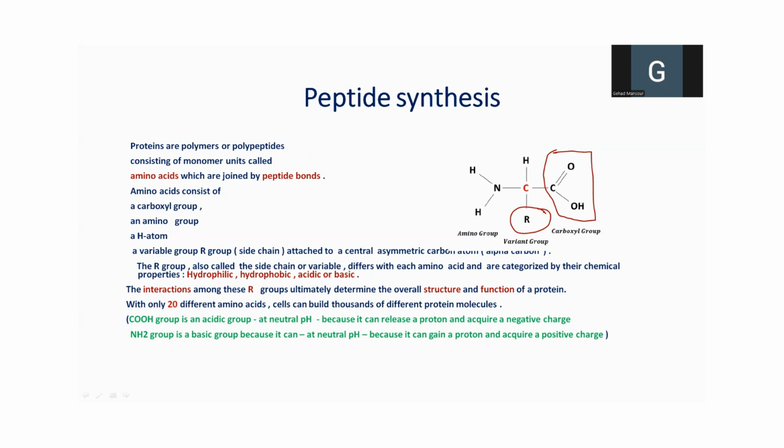And why is it considered an acidic group? Because it can lose a proton in a solution. So it gives protons, so it is considered acidic. On the other hand, we have an amino group, and that amino group is considered a basic group. So the carboxylic group is always considered an acidic group in aqueous solutions, and the amino group is considered basic. Why? Because it can accept a proton.